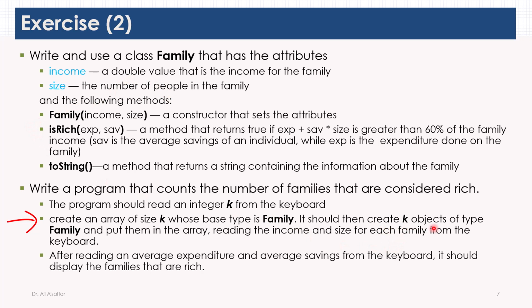It should then create k objects of type family and put them in the array, then read the income and size for each family from the keyboard. And the last step, after reading an average expenditure and average savings from the keyboard, it should display the families that are rich. So here, the last step will count the number of families that are rich. So let us implement these 3 steps in jGRASP.